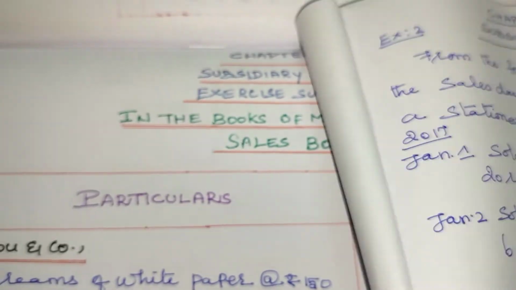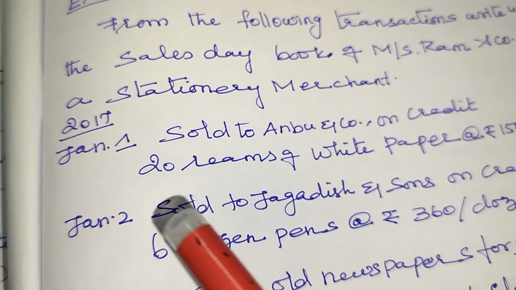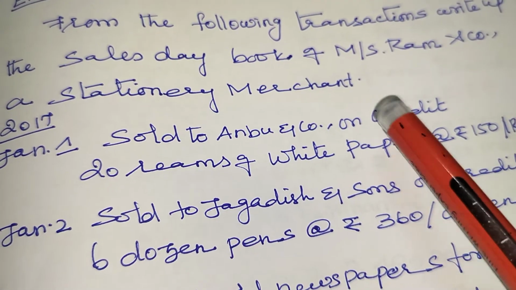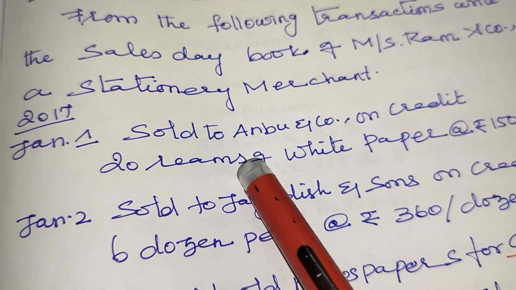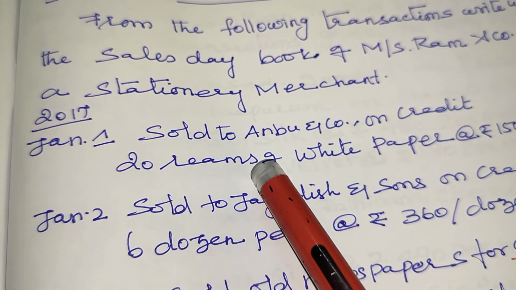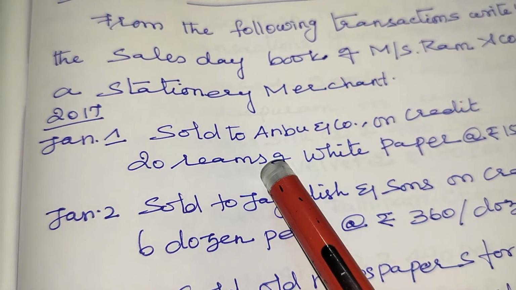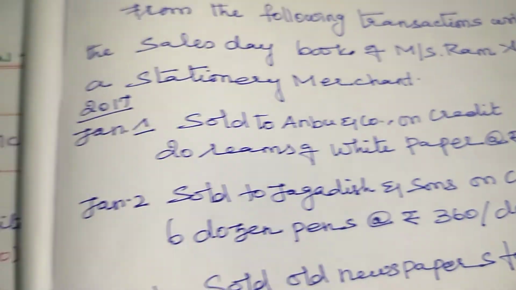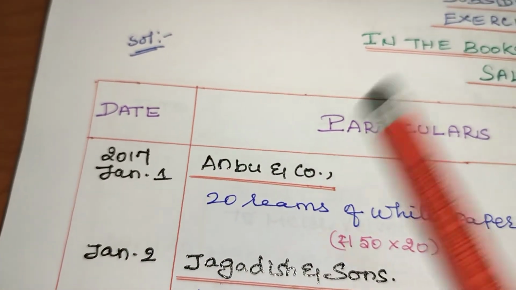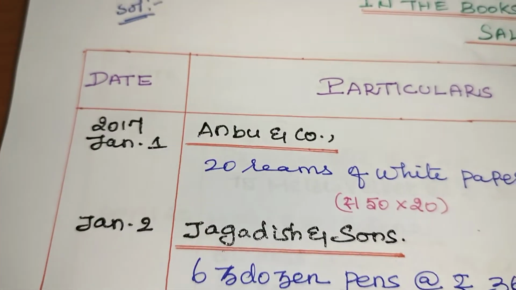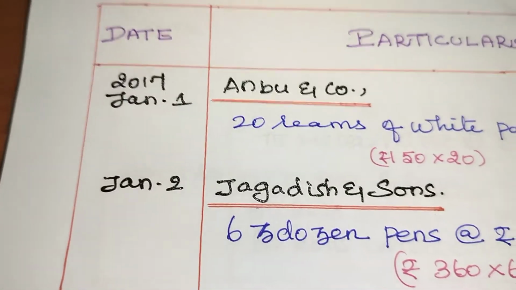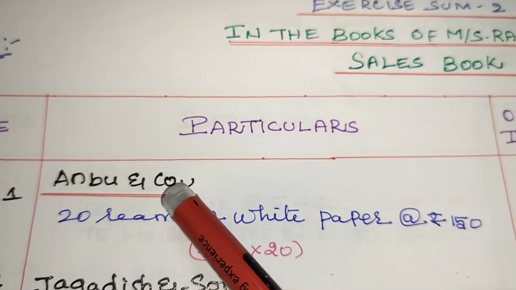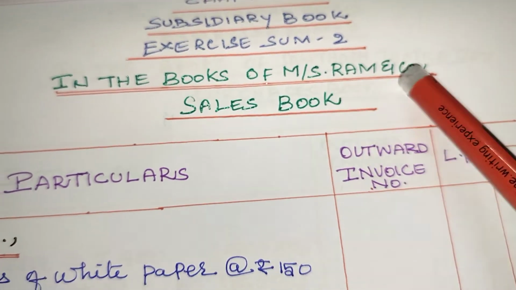Let's see the first transaction, that is 2017 January 1, sold goods to Anbu and Co on credit. This transaction is a credit sales transaction, so you can enter it into the sales book, because all credit sales you should enter into the sales book. 20 reams of white paper at rupees 150 per ream. So 2017 January 1 we enter in the date column, and then Anbu and Co. Anbu and Co is the customer. Whose customer? Miss Ram and Co's customer.